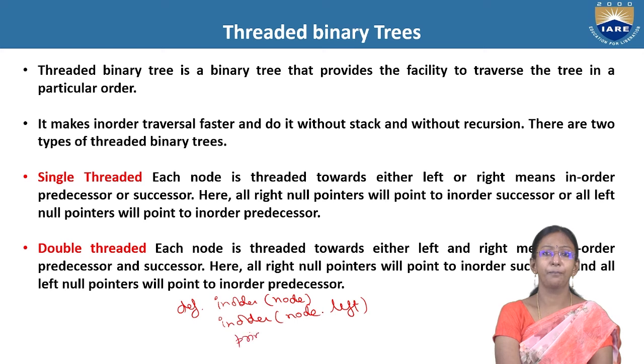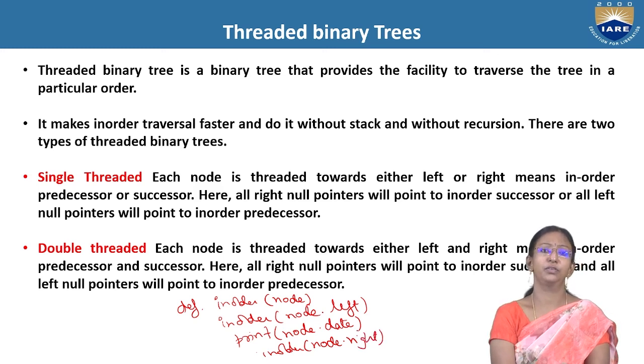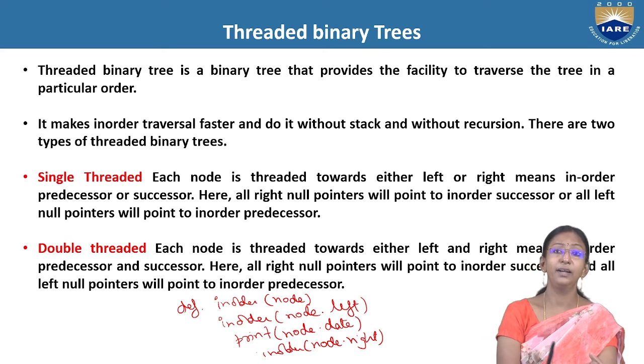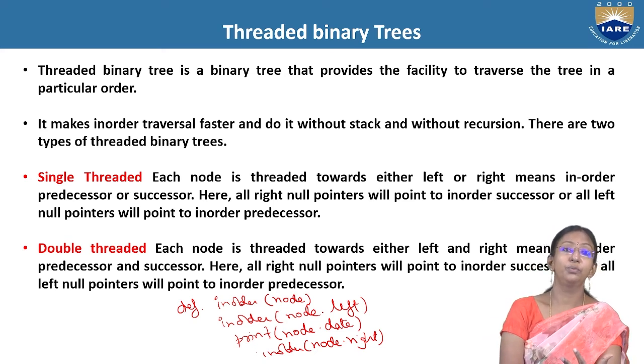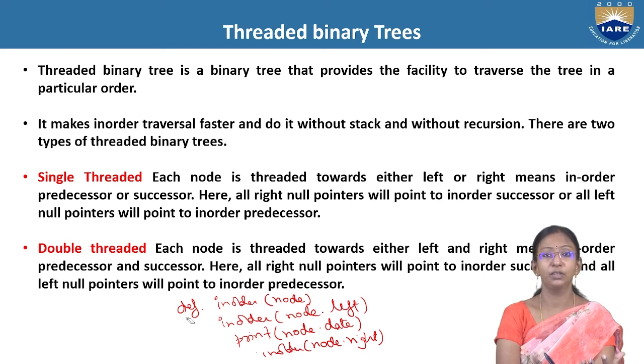print node data, then in-order of node right. This is the basic pseudocode. It is a recursive function, right? So without recursion, and one more thing, we need to store the return addresses. As we are going for recursive function calls, we have to store the return addresses. To store the return addresses in any function, we use stacks, right?